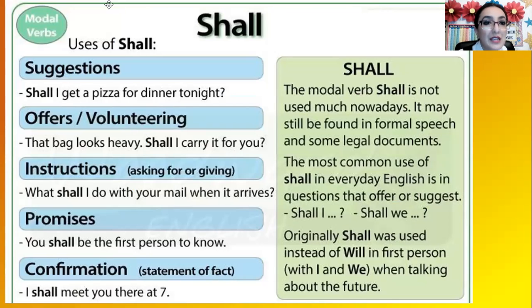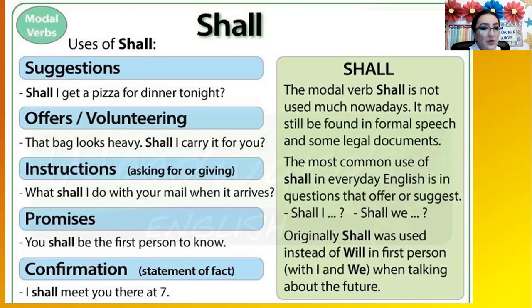We are going to be having also the last one. This is promise. This is the last one. We are going to be using shall. Shall, yes. It's pretty similar to should. Well, something like that. When we are going to be using shall, we use shall when we give suggestions. Shall I get a pizza for dinner tonight? For offers or volunteering, that bag looks heavy. Shall I carry it for you? ¿Te ayudo?